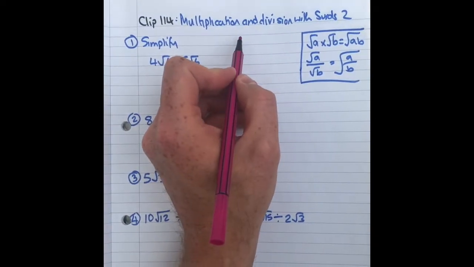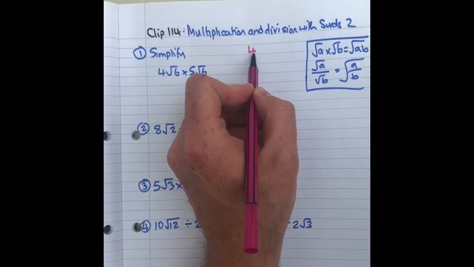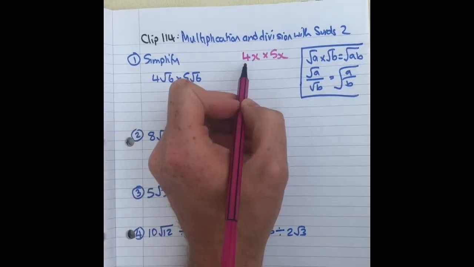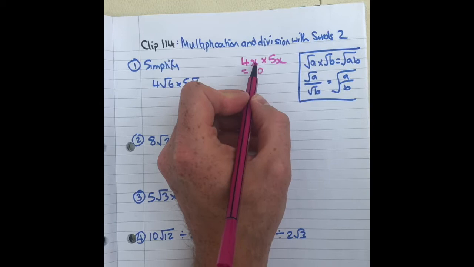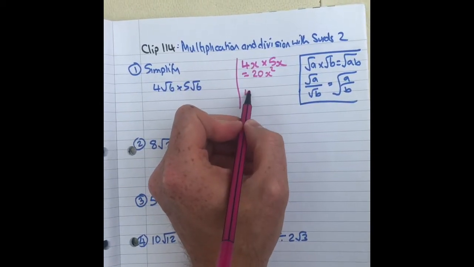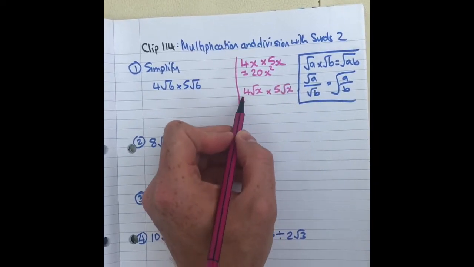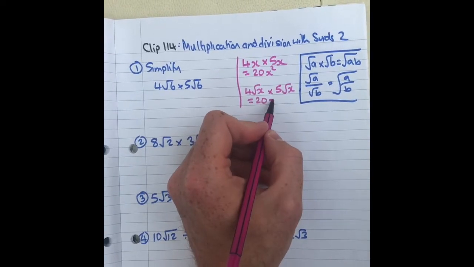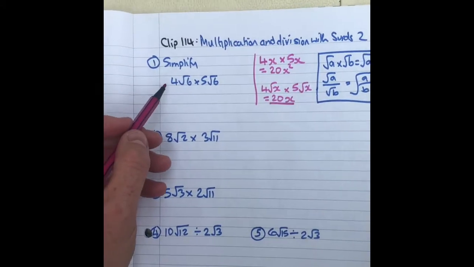Okay, so I'm just going to try and do one that's like algebra first. So let's say we had 4x times 5x. Well, we would do 4 times 5, which is 20, x times x, x squared. And what about if we had 4 root x times 5 root x? Well, 4 times 5 is 20. Root x times root x is just x. Okay, that's the basis of all we're going to do in these questions.